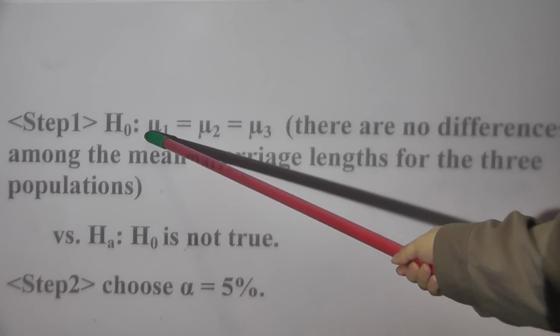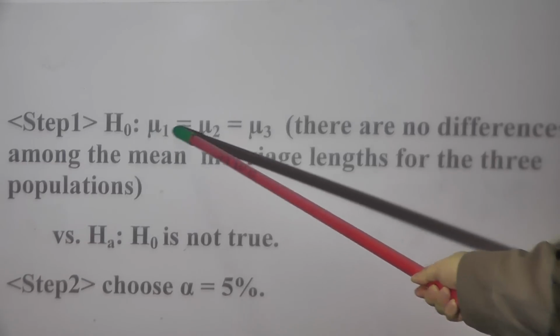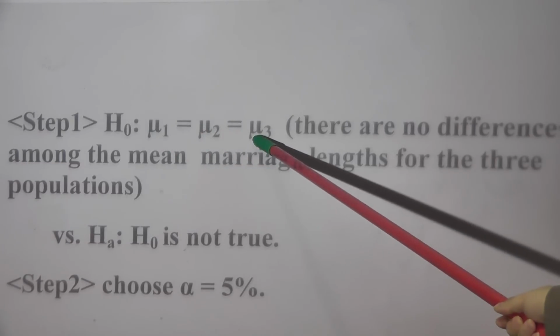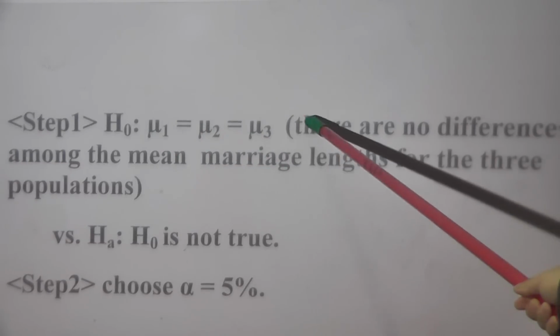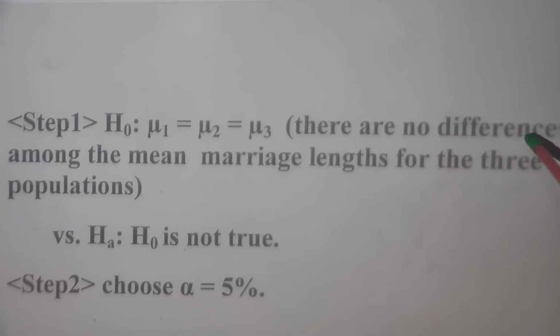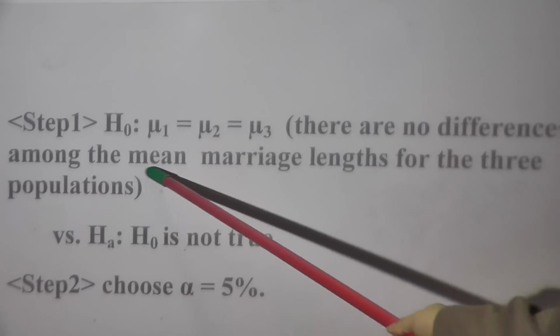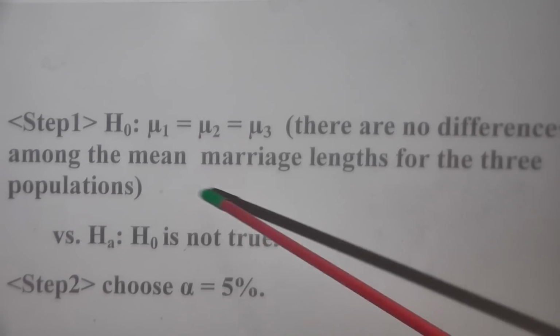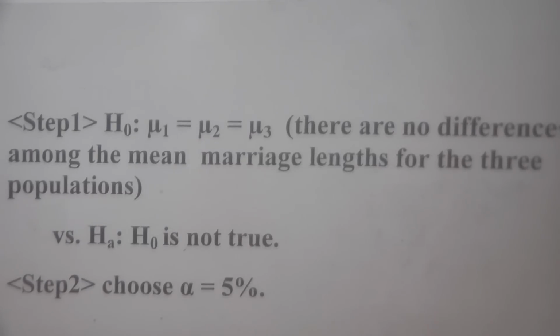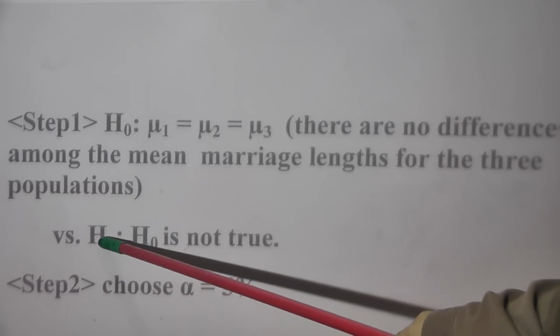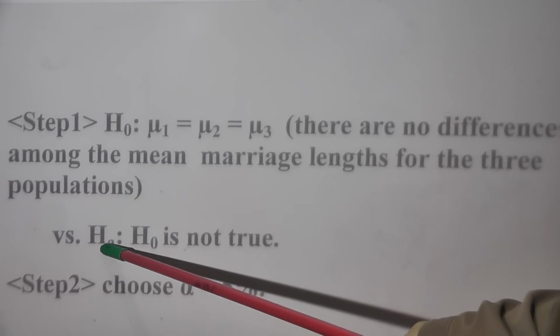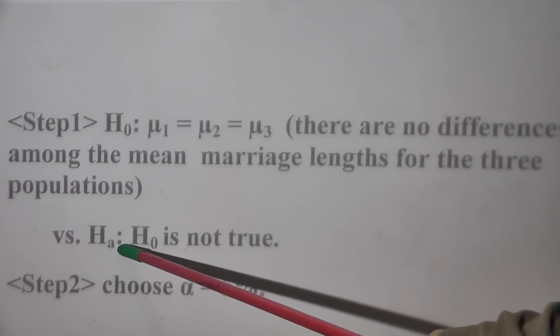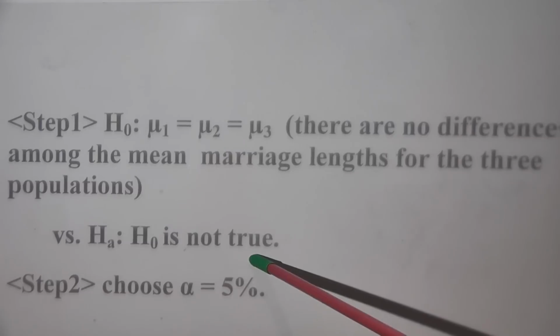And what is a hypothesis here? Well, we say mu1 equal to mu2 equal to mu3. And what does that mean? That means there are no differences among the mean of marriage length for the 3 population. And H1, the research hypothesis, always say H0 is not true.